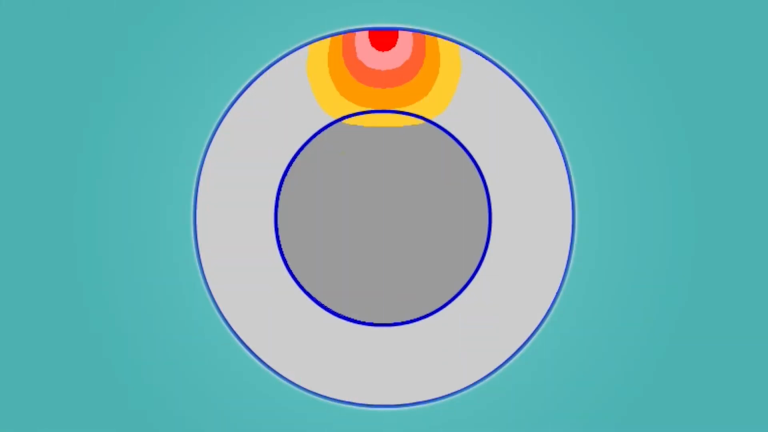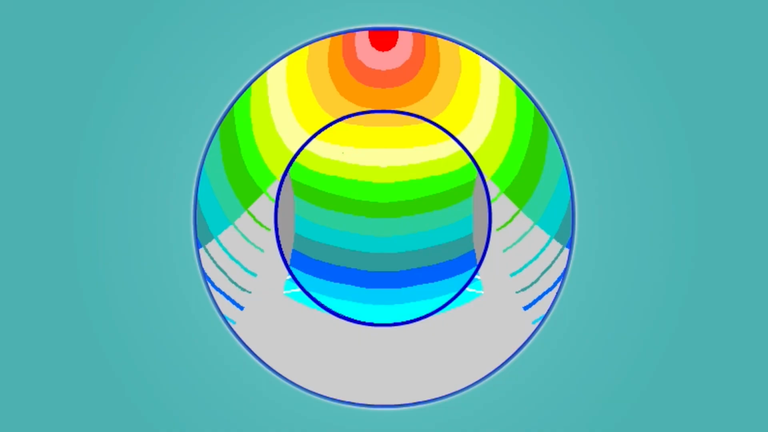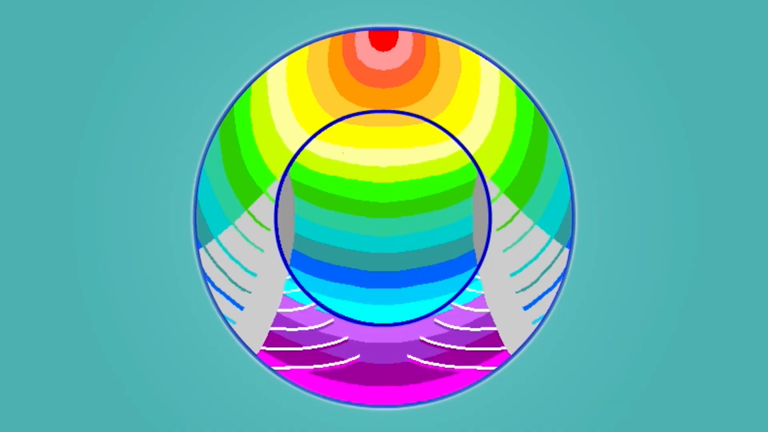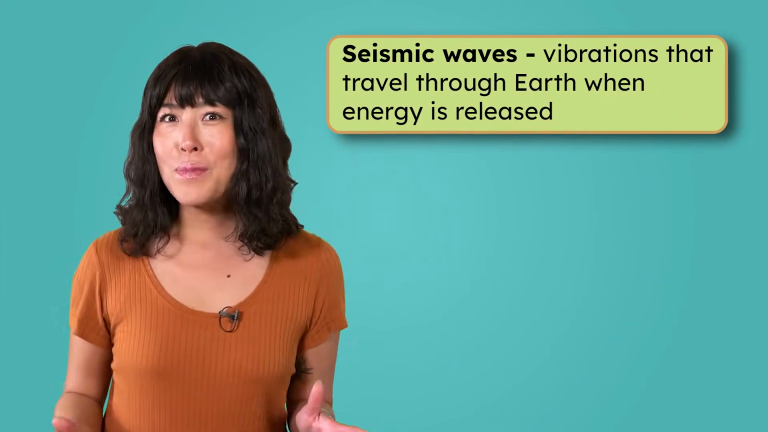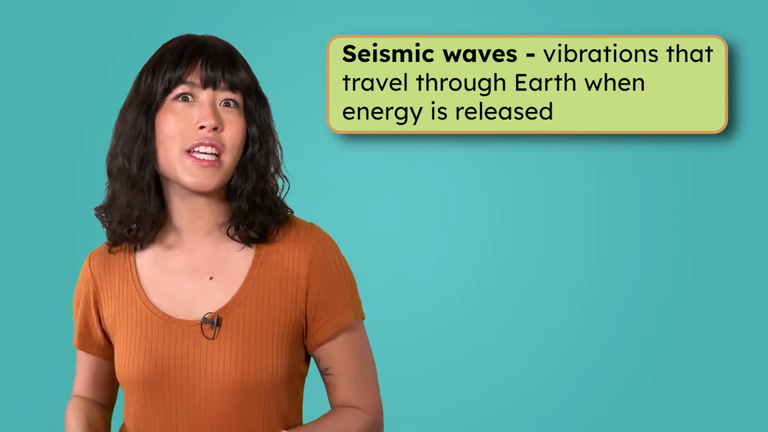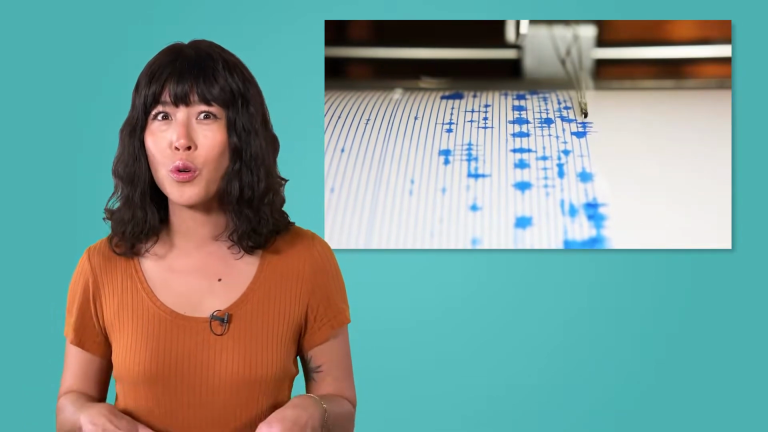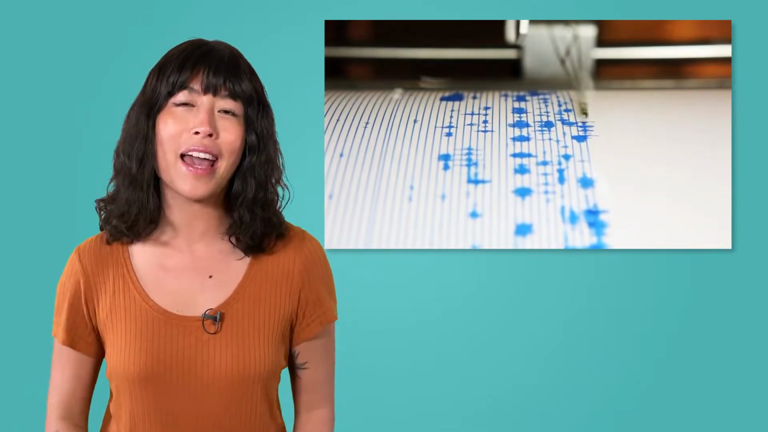When an earthquake happens, energy is released from inside Earth. That energy travels outward through the planet in the form of seismic waves. Seismic waves are vibrations that travel through Earth when energy is released, often during an earthquake, landslide, or volcanic eruption. They aren't something scientists can see directly. Instead, scientists detect them by measuring how the ground moves as the waves pass by.